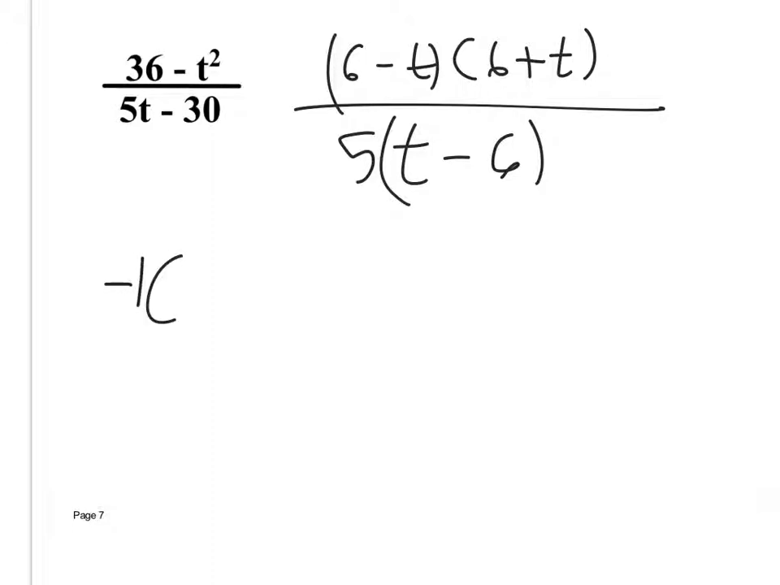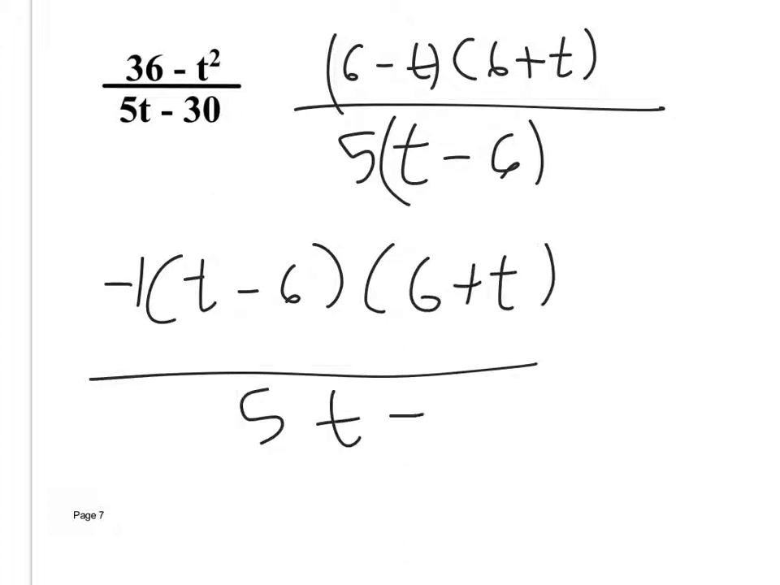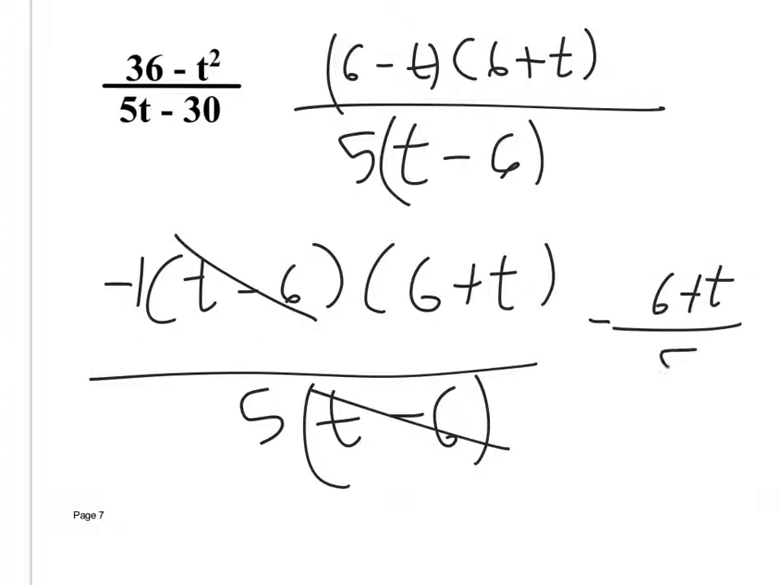So what is 6 divided by negative 1? Negative 6. What's negative t divided by negative 1? Positive t. Did I just accomplish what I wanted to? Because the t minus 6 is canceled. And I can write negative 1 times 6 plus t on top, or I can just make the whole thing negative and call it 6 plus t on top and 5 on bottom. And there's my simplified version.